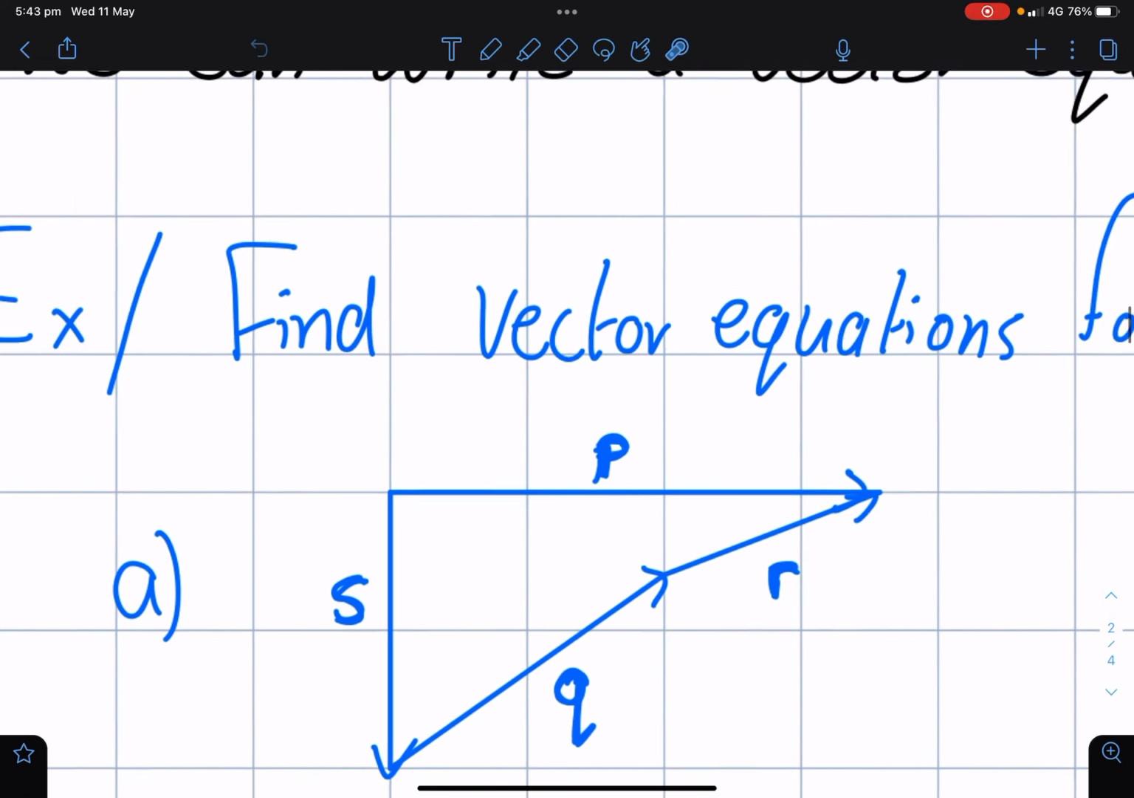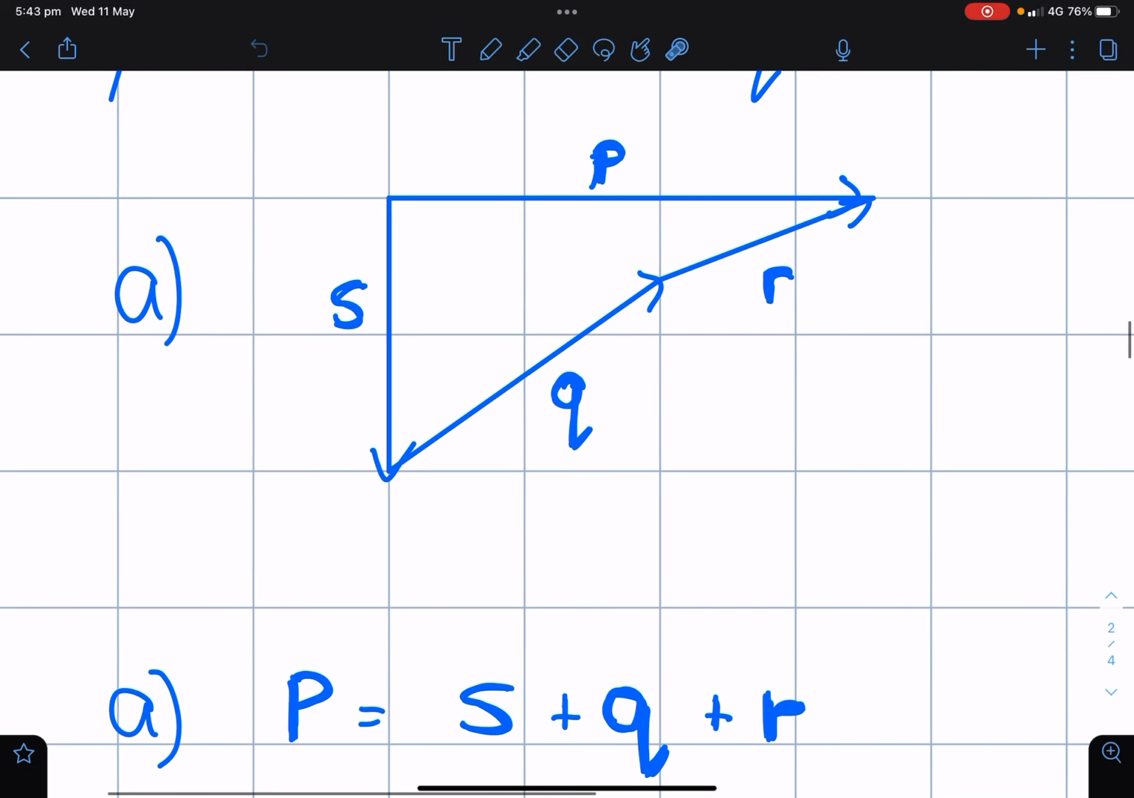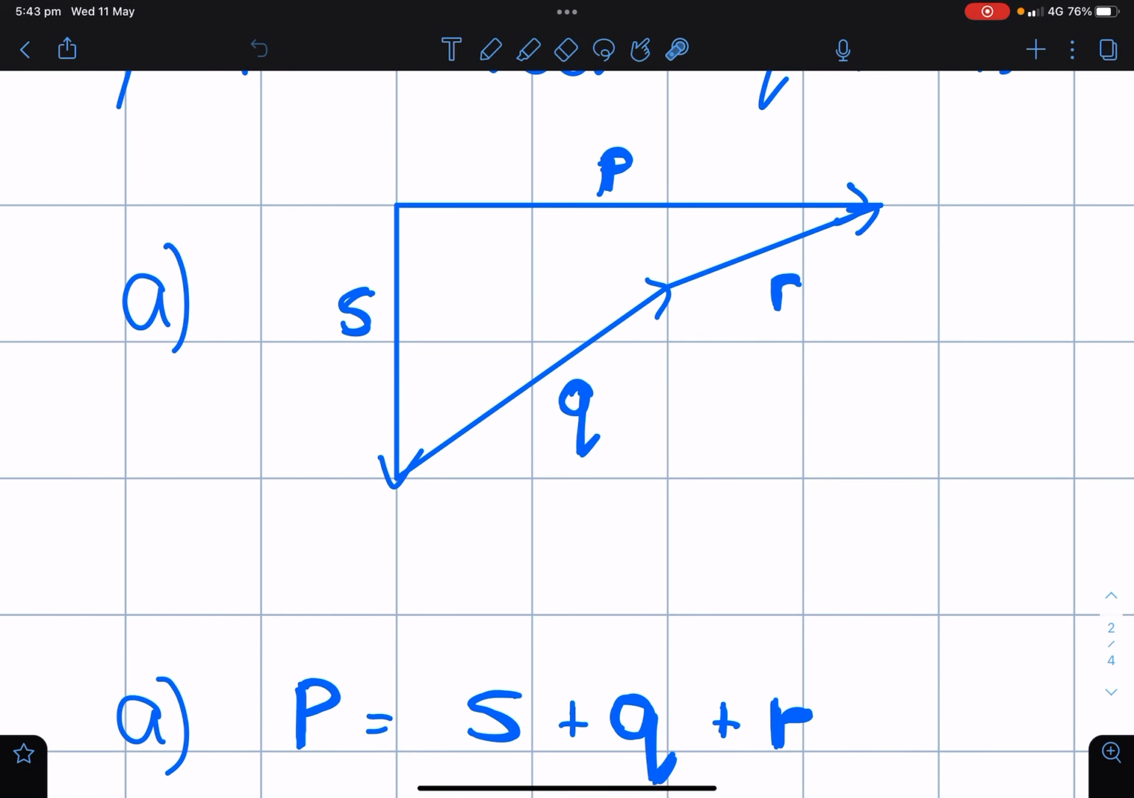So I'm going to zoom in here and zoom into example A. So I am actually going to find vector p in terms of the other vectors. So luckily enough for us, we've got tail to tip of S, tail to tip of Q, tail to tip of R. So that means we just have vector S plus vector Q plus vector R equals P.